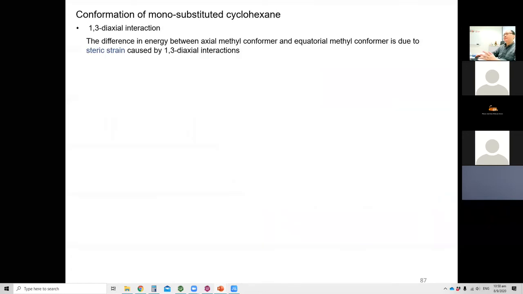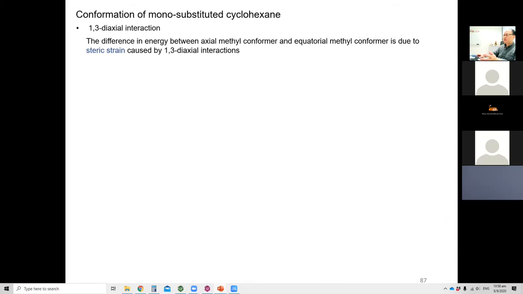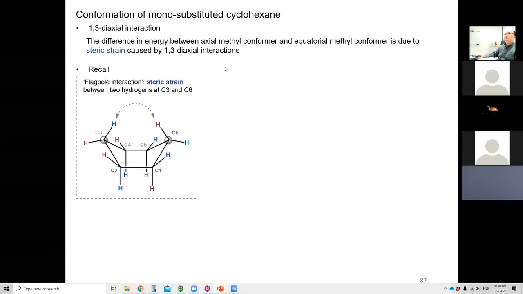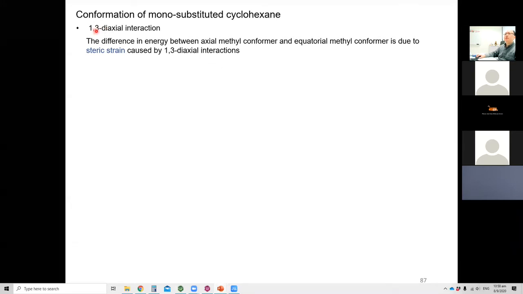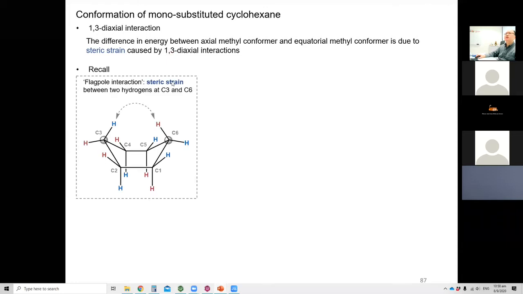So what is the interaction between the hydrogen and the axial methyl called? It's called a 1,3 diaxial interaction. The 1,3 diaxial interaction is the difference in energy between the axial methyl conformer and the equatorial conformer, because of their interaction with the substituent at the 3 position. So this is another steric strain. Just to recall, several minutes ago, we talked about one kind of steric strain because two hydrogens are too close to each other. It's called a Gauche interaction.